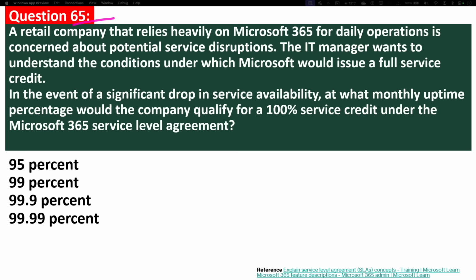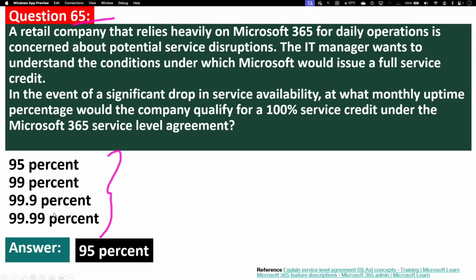The IT manager wants to understand the conditions under which Microsoft would issue a full service credit. In the event of a significant drop in service availability, at what monthly uptime percentage would the company qualify for a 100% service credit under the Microsoft 365 service level agreement? See if you can guess the right answer from the available options. The correct answer is 95%.